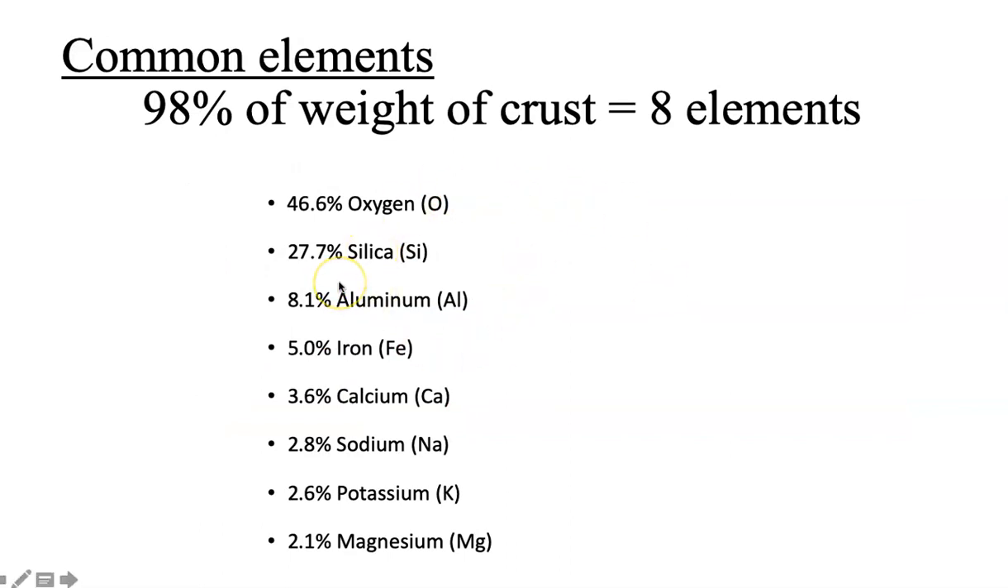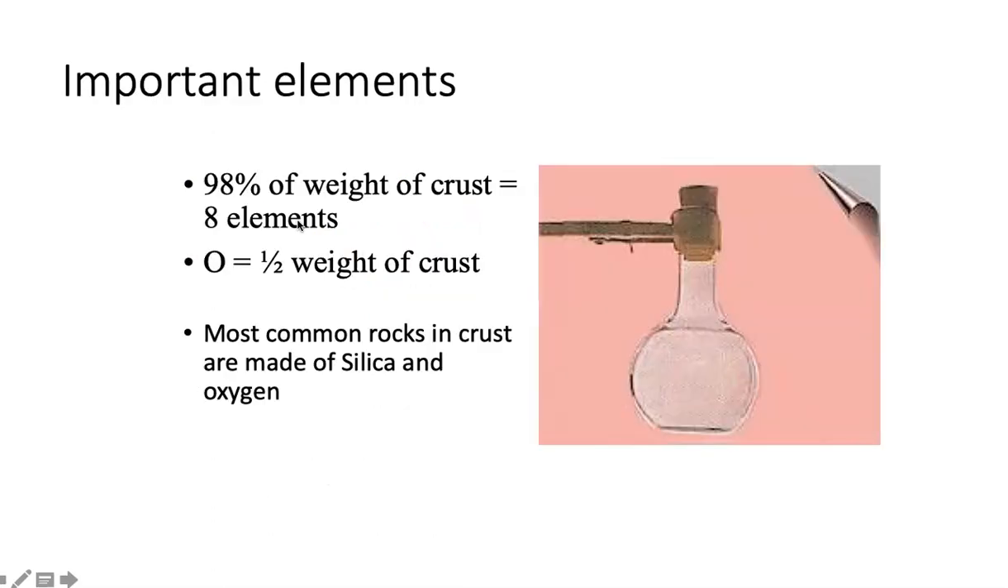Here is a list of the most common elements in Earth's crust. You don't need to memorize them, but you may refer to this slide when you work on the lab. Notice that oxygen and silica are the majority by weight. In fact, half of our crust is made out of oxygen. It is always combined with something else. On its own, oxygen is very explosive.